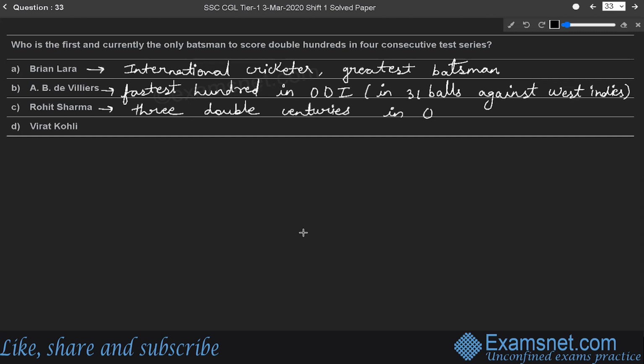In ODI, which is one day international. The last option is Virat Kohli. Virat Kohli sets this record in India versus Bangladesh Test series by scoring 204 runs. So he sets the record in India versus Bangladesh by scoring 204 runs. He also made double centuries in Test series.